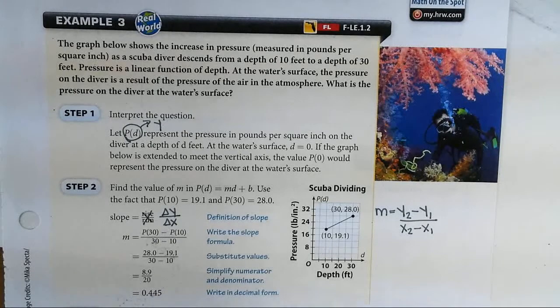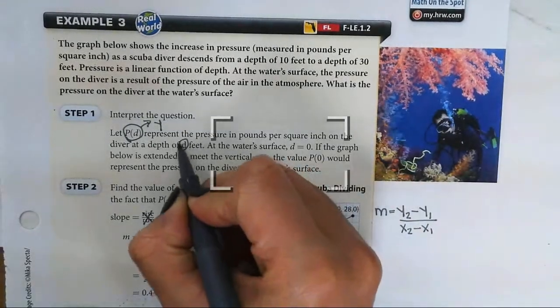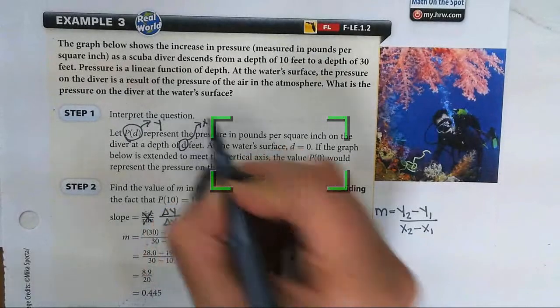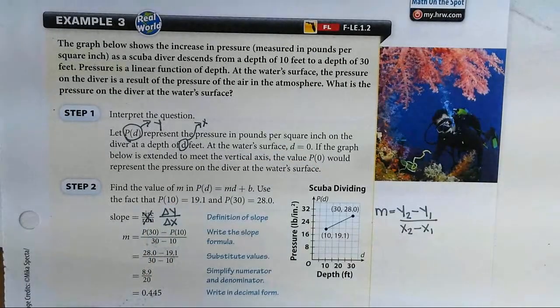So your D right here is going to be the same as X. At the water surface, D equals 0. If the graph below is extended to meet the vertical axis, the value P of 0 would represent the pressure on the diver at the water surface.